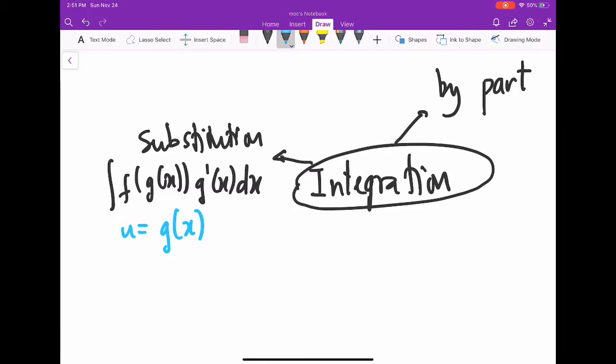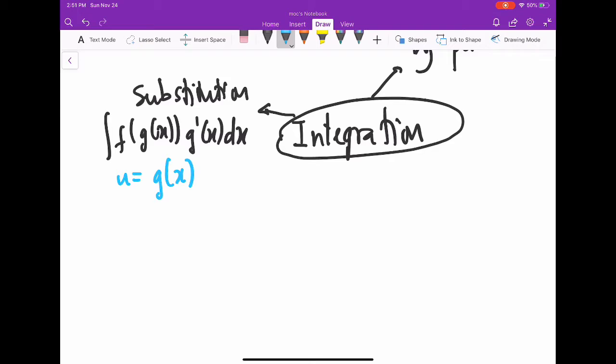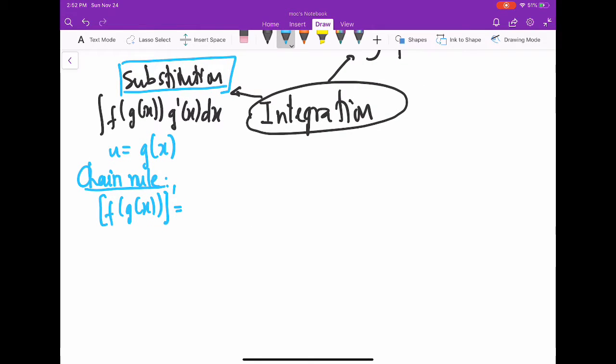So that is substitution. You would recognize that substitution is some kind of inverse of the chain rule, right? Let me remind the chain rule here because we need the chain rule in the future. The chain rule says if you differentiate f of g of x, you have to differentiate the outside function, which is f prime evaluated at the inside, then multiply with the derivative of the inside. So that is the chain rule.